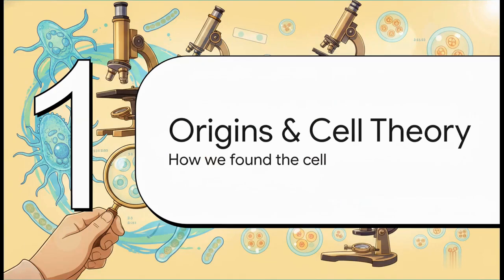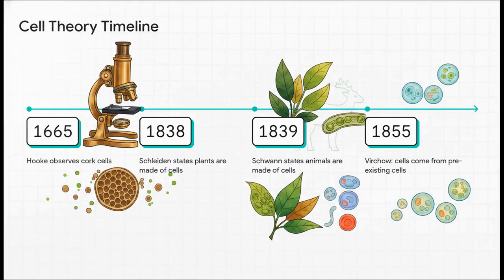Section 1. Origins and cell theory. How we found the cell. Before microscopes, we literally had no idea this hidden world even existed. The foundational cell theory actually took nearly 200 years to unify all of biology. It started in 1665 when Robert Hooke looked at a thin slice of cork through a microscope he designed himself. He saw these tiny box-like compartments and decided to call them cells.